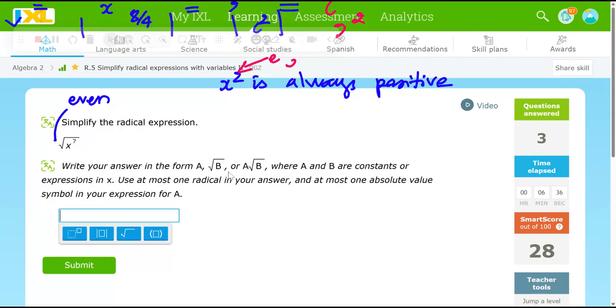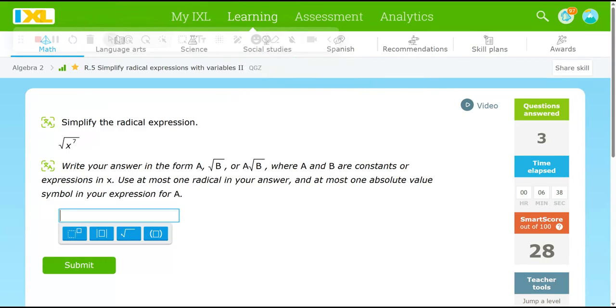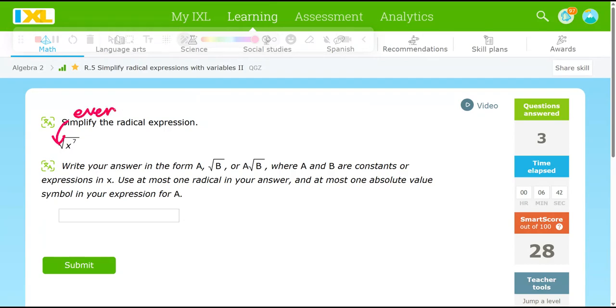Okay, let's do one more over here. This time it's also even. This is square root, so even. So the answer has absolute value sign. But this is x to the 7. We already get from the table. Alright? But let's do it again. x to the 7. 7 is not divisible by 2. So you have to break it down. x to the 6 and x to the 1.